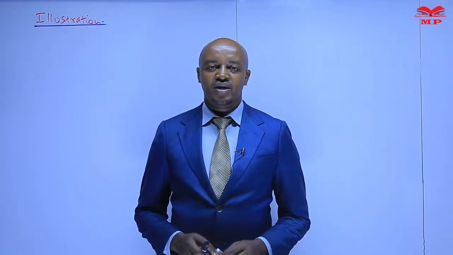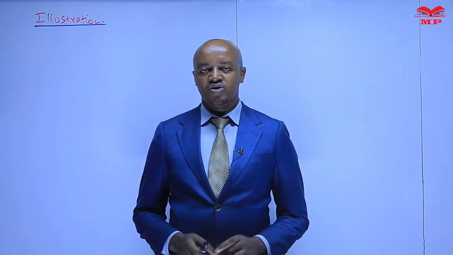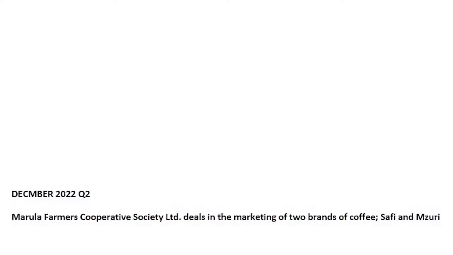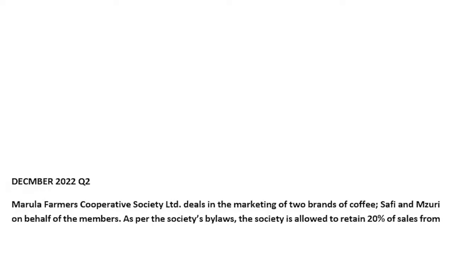So in this session, we continue with topic number 3, subtopic number 5, financial statement of cooperative societies. Specifically, in this session, we look at an illustration question regarding presentation of financial statement of a cooperative society. So we go through the illustration and then we see what was required.